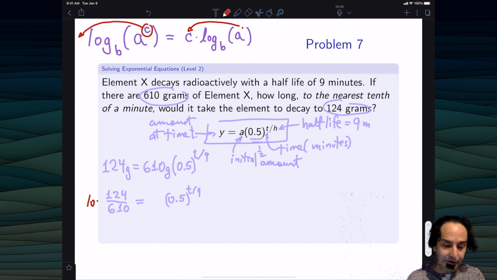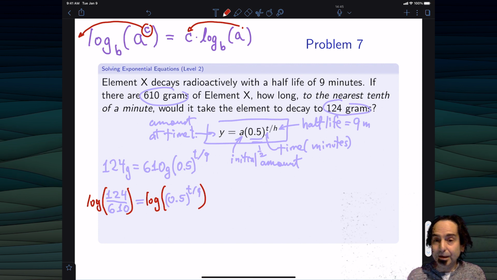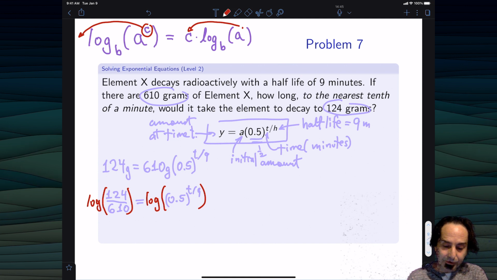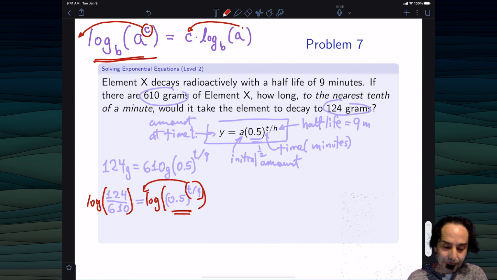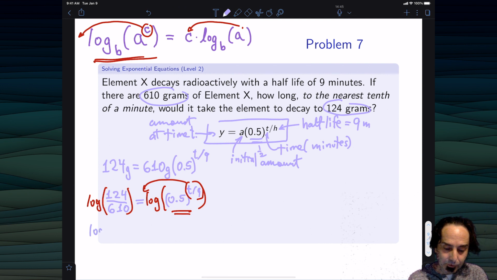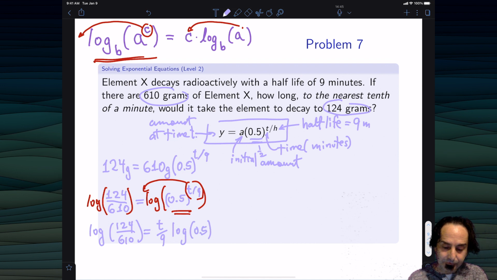So what we're going to do is take the log of both sides. And I'm taking the common log, that's base 10, mainly because that's something that I have on my calculator. And notice that over here, I have an exponent, so I can take this exponent and pop it out in front. And I'm left with the simplified equation, log of 124 over 610 equals t over 9 times log of 0.5.